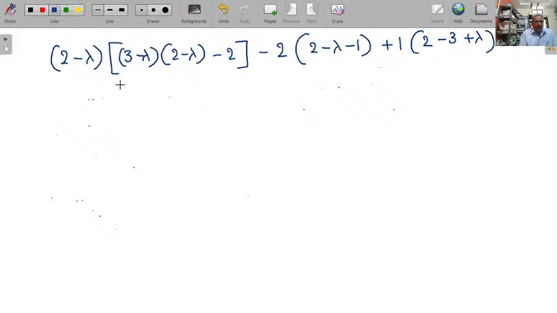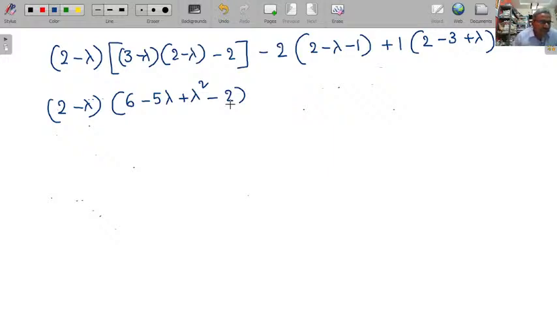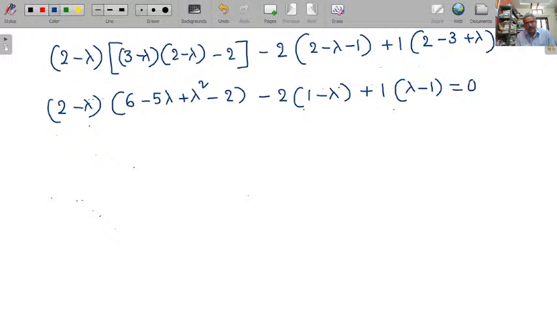Let us simplify. So 2 minus lambda into 6, this will be minus 3 lambda minus 2 lambda minus 5 lambda. This is plus lambda square and minus 2. Okay, this step is clear? Yes or no? Next we have, this is minus 2 times 2 minus 1, 1 minus lambda plus, so 1 multiplied with this will be lambda minus 1 equals to 0.